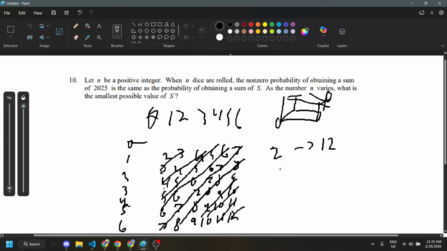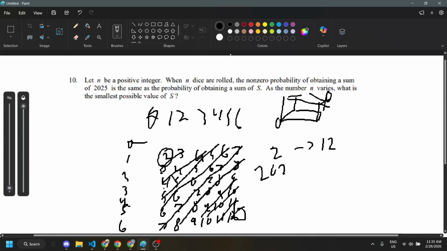So we need to find where the absolute maximum you can get is 2025. If that's the maximum, like 12 here, then the minimum, like 2, has the same probability.